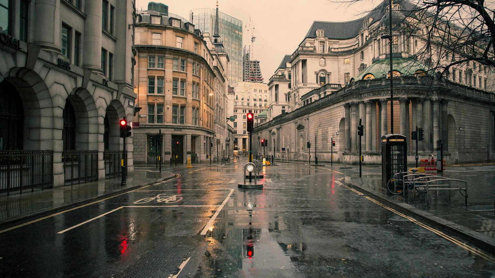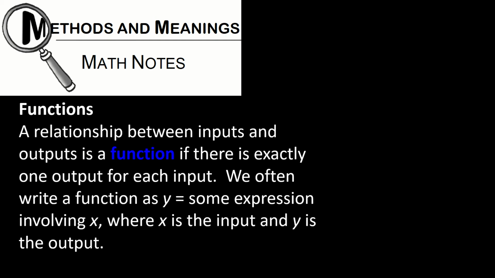A function is a relationship between inputs and outputs. And we like to say that you have a function if it is the case that there is exactly one output for each input. So it's possible that some inputs don't have outputs, and that's okay. We're going to talk about that in terms of the domain today. But if you do have outputs for a specific input value, it can have no more than one, right? If it's going to have one, it has to have exactly one.